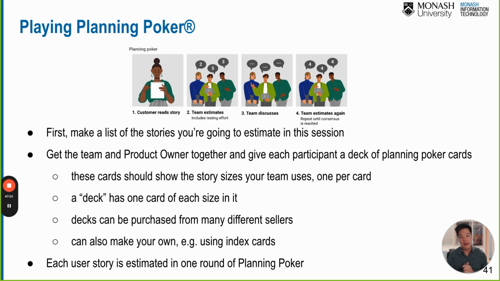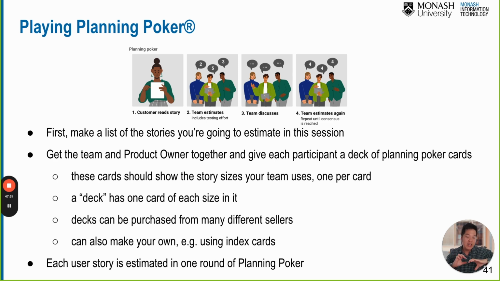First, the customer reads the story, and the team can estimate. Developer A says 1 story point, developer B says 1 story point, developer C says 50. We need to get the team and the product owner together. Each participant gets a deck, a card, and they vote for the story point.